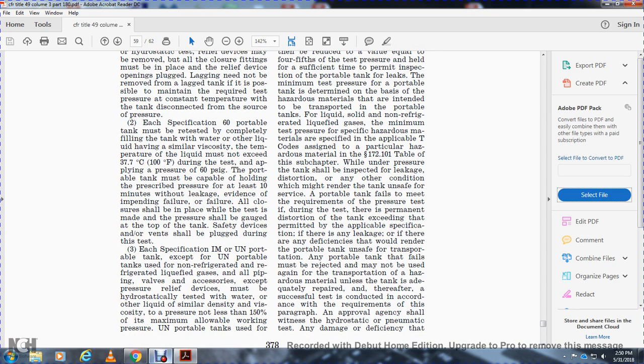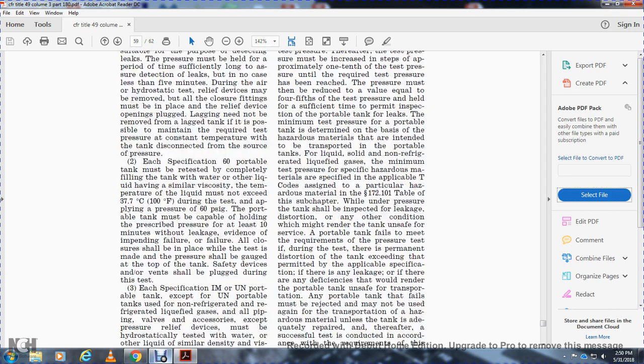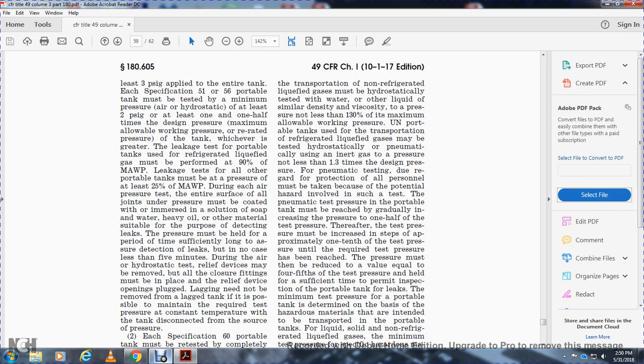Each specification IM portable tank and UN portable tank, including non-refrigerated and refrigerated liquefied gas tanks, must have all piping, valves, and accessories, except for the pressure relief device, hydrostatically tested with water or another liquid of similar density and viscosity, at a pressure not less than 150% of the maximum allowable working pressure of the UN portable tank. Tanks used for transporting non-refrigerated liquefied gas must be hydrostatically tested with water or another liquid of similar density and viscosity at a pressure not less than 130% of the maximum allowable working pressure.